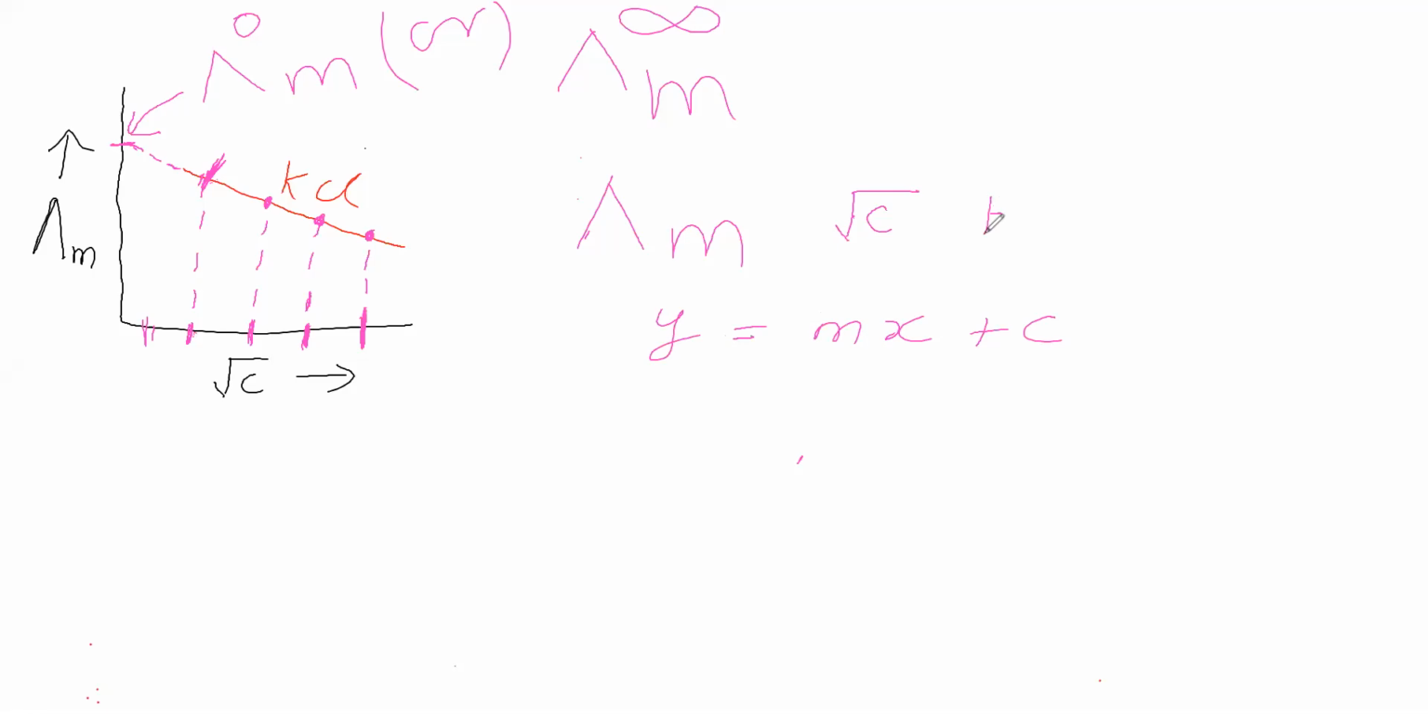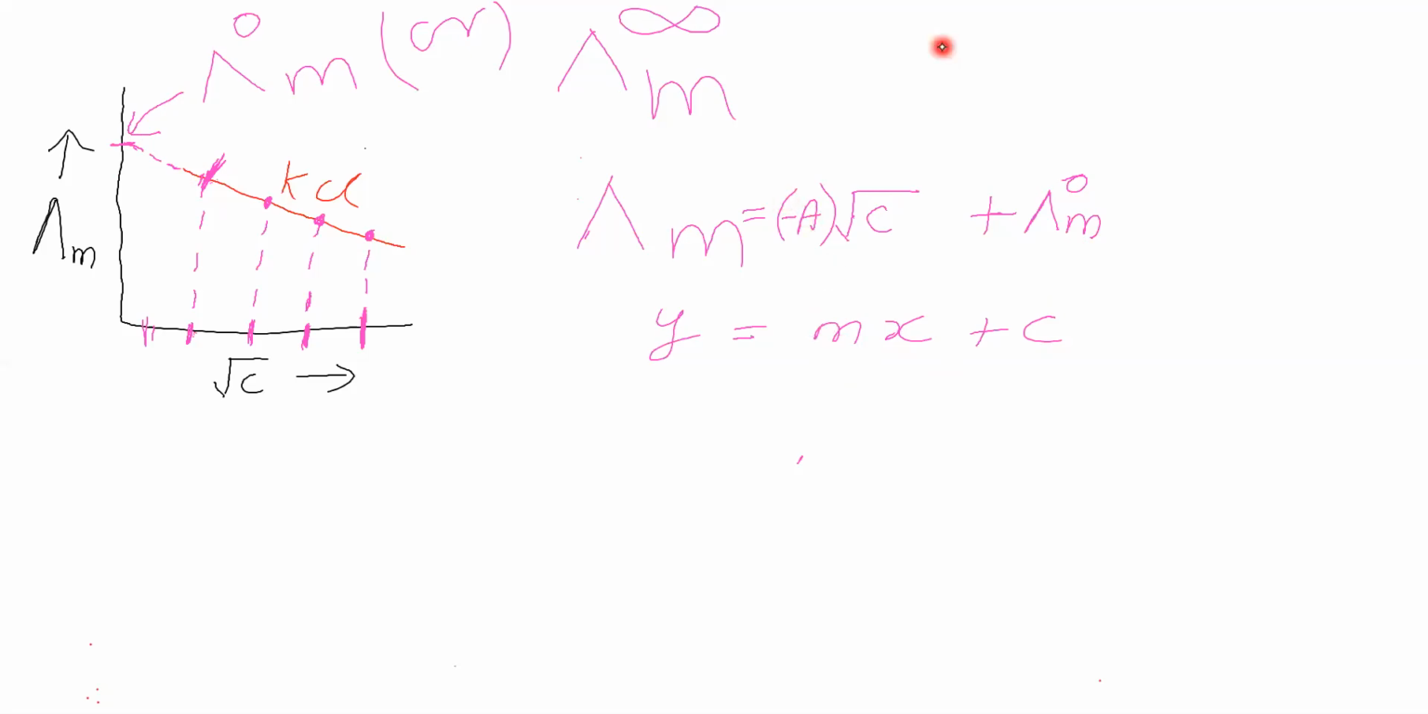So here, what is the y-intercept? Lambda m naught is the y-intercept. What is the slope? A negative slope, therefore we write a negative slope. In this graph, the y-axis is lambda m and the x-axis is square root of c. It is a linear graph. The y-intercept is lambda m naught or lambda m infinity. The slope is negative, therefore we have written minus a.